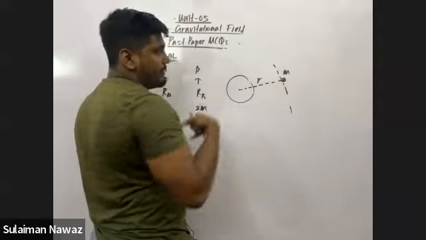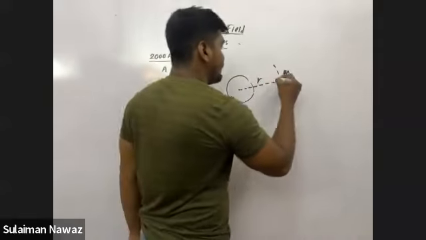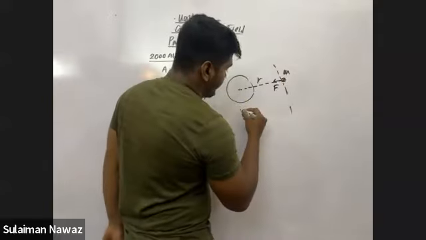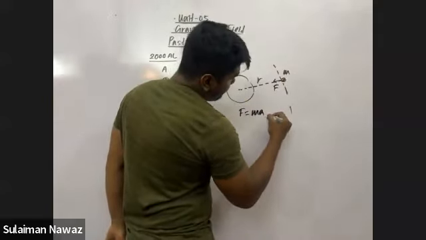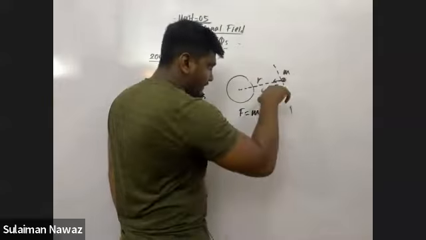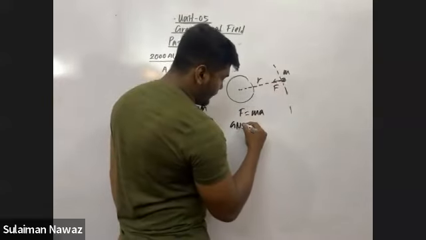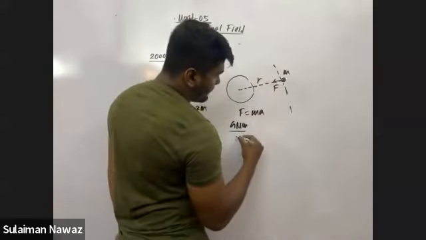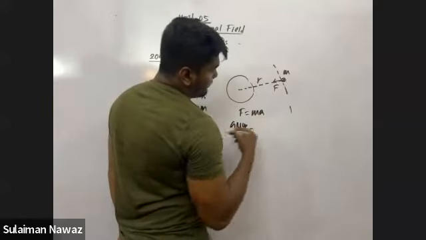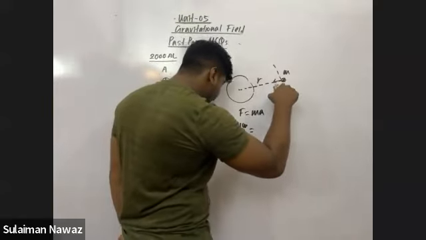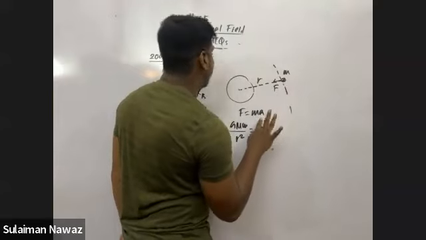What we do, we apply F equals ma. So when we apply F equals ma, F means gravitational force, G capital M small m over R squared. Here small m, the mass of the geostationary satellite, is small m. Centripetal acceleration means what?